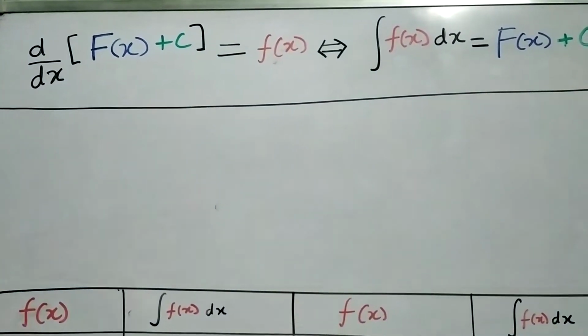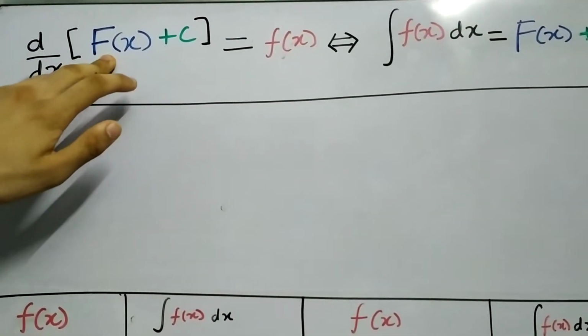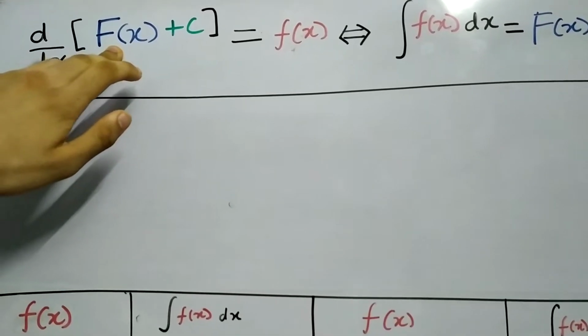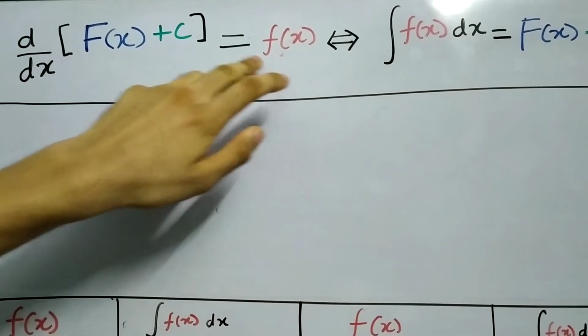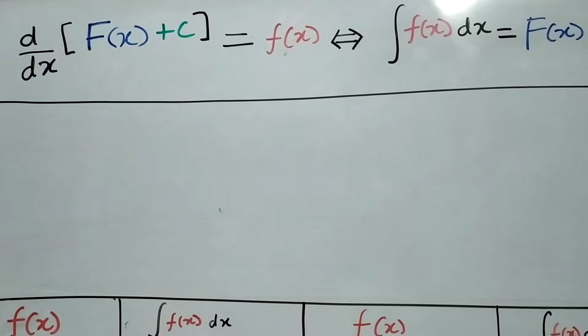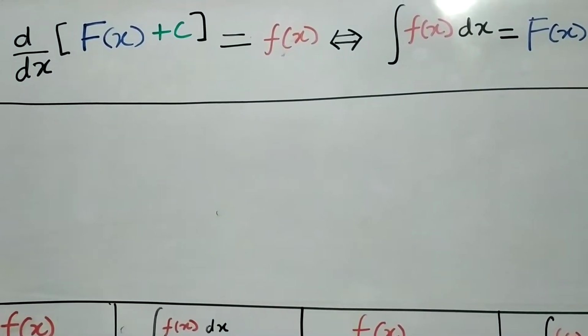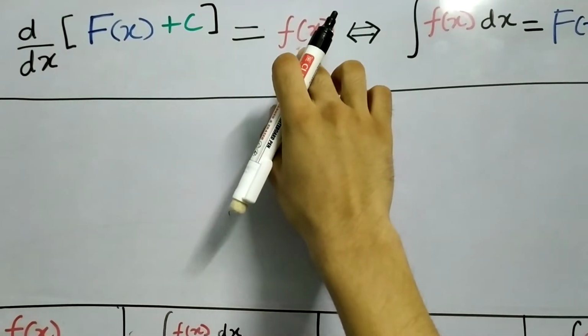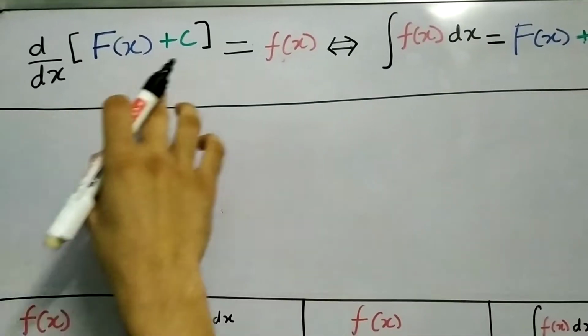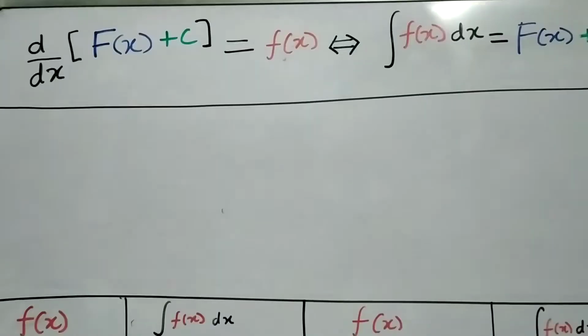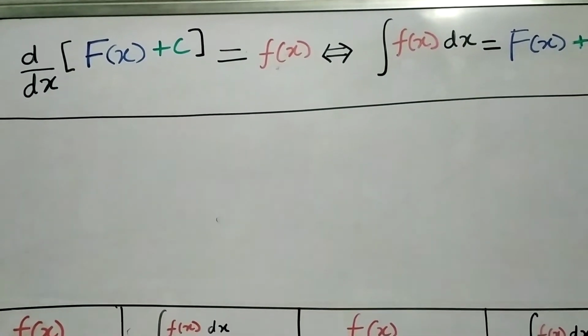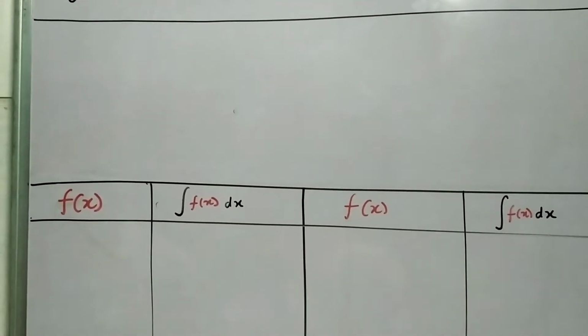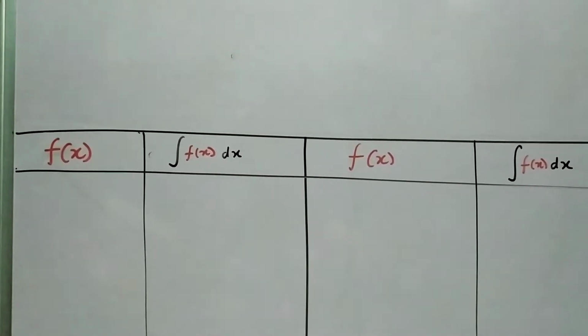So for example, if x squared by 2 is the antiderivative of x, then x squared by 2 plus some constant, 1, 2, 3, 4, 5, anything, will also give you x. We discussed this example before. This works because the derivative of a constant is 0. So now let us use our knowledge of certain functions to make a table.